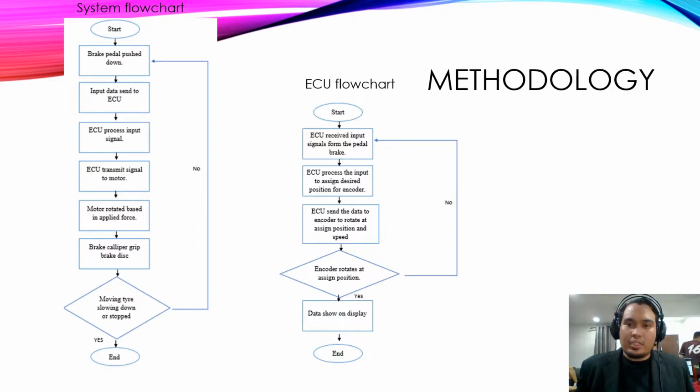Okay, so for the ECU flowchart, the start is the ECU receiving the input signal from the brake pedal. The ECU will process the input and assign the desired position for the encoder. The ECU will send the data to the encoder to rotate at the assigned position and speed. The encoder rotates at the assigned position. If no, the ECU will receive the input signal from the brake pedal again. If yes, the data will show on the display, and then the end.